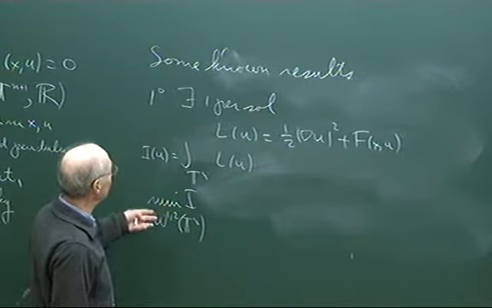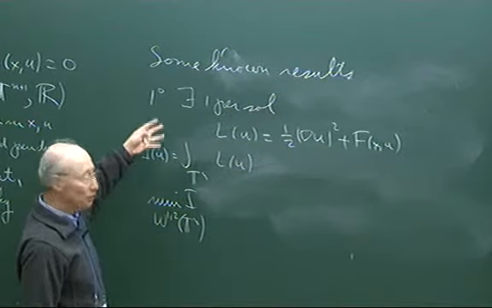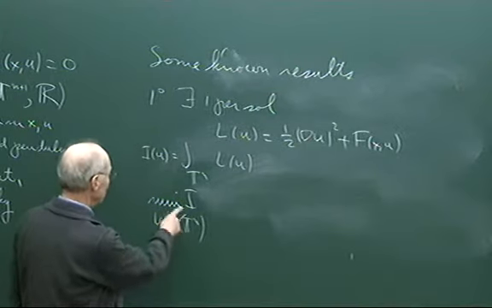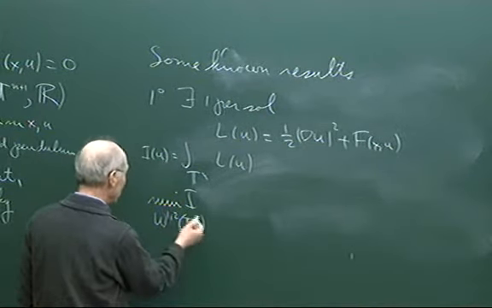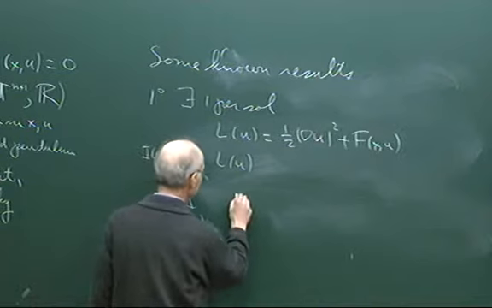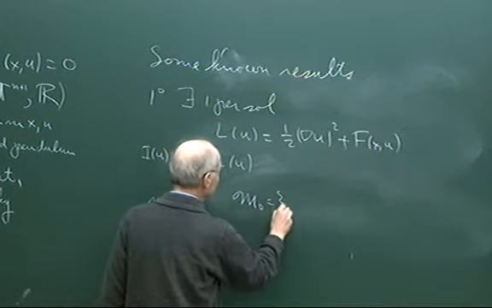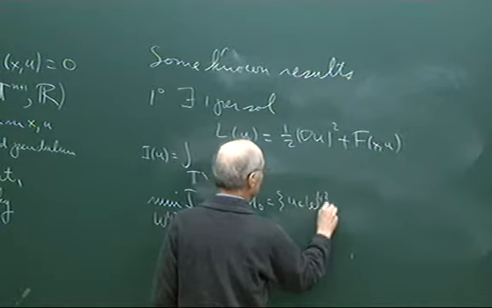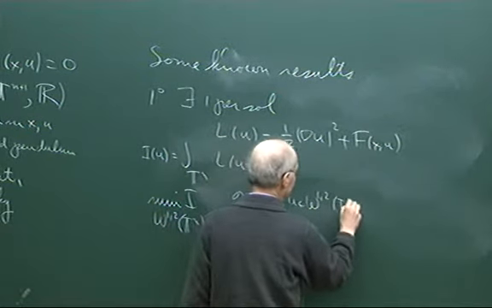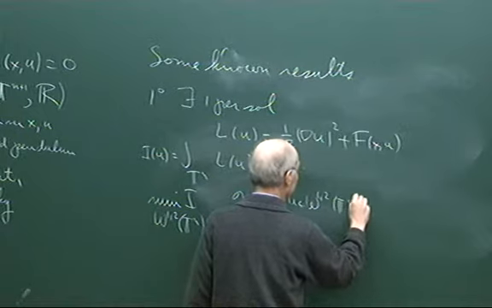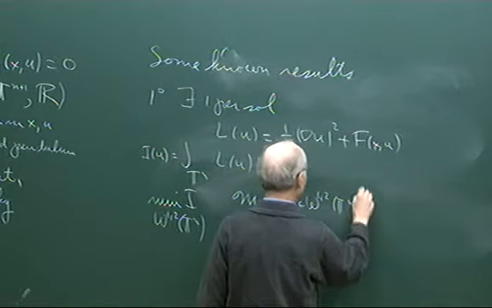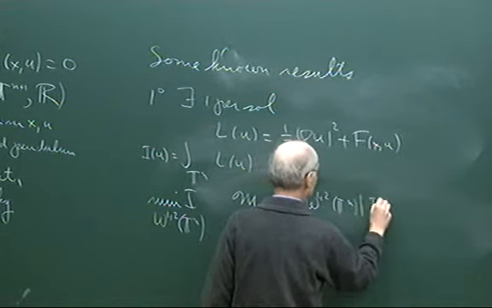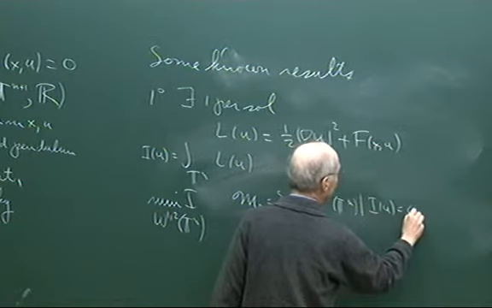Each minimizer is a 1 periodic solution of this equation. So minimize this. So let's call the set of minimizers, say, M0, the set of u in W^{1,2} of T^n such that I of u equals c0, equals the minimum.